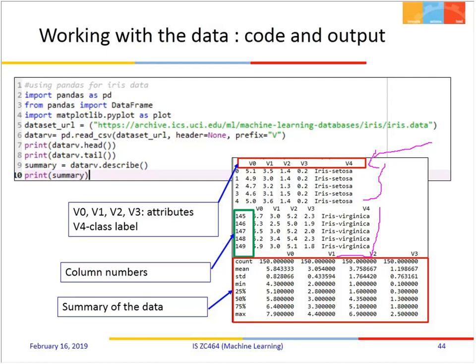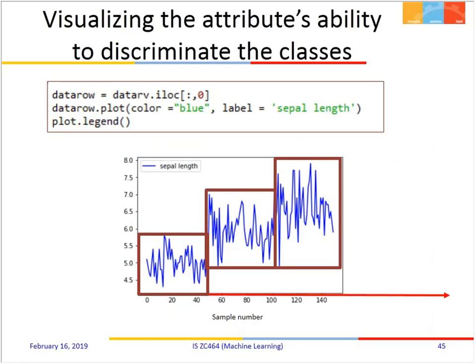And then you can also use the describe functionality of this data rv dot describe to store it in a summary variable. And when you print summary, what it is showing you here on the screen is the total count of the records, mean per feature, standard deviation, minimum, and so many other things, and maximum. So this is just a kind of summary of the data, the column numbers, etc. you have, okay? Now we try to visualize this data.